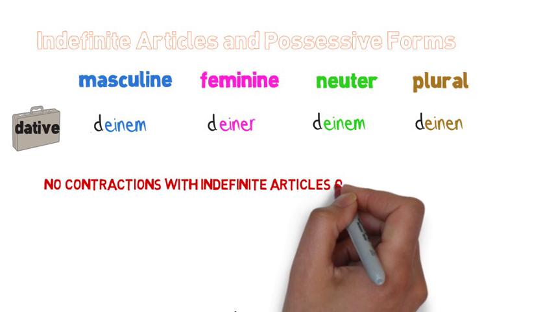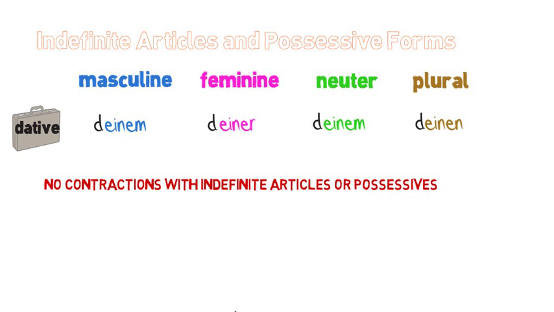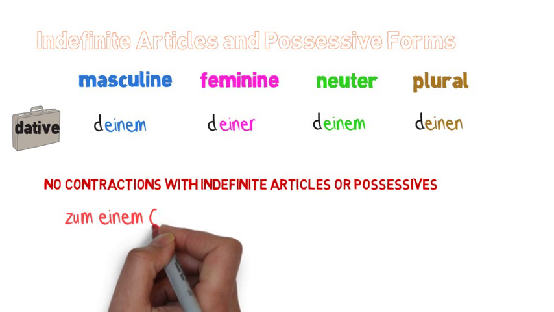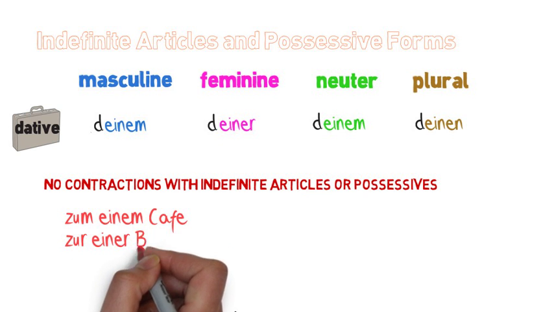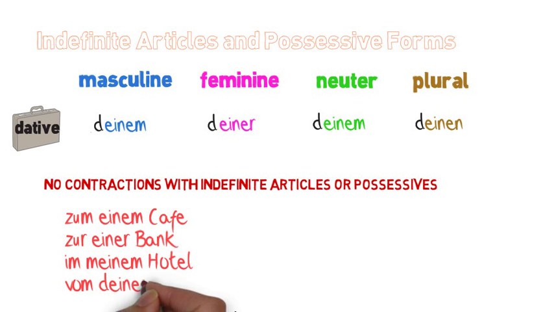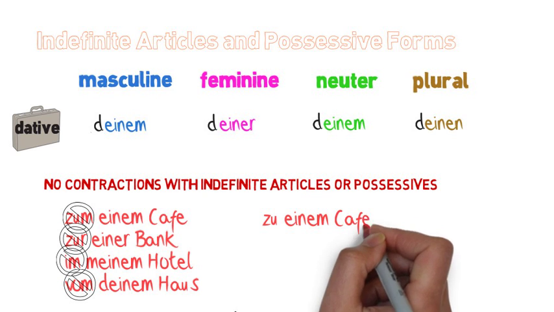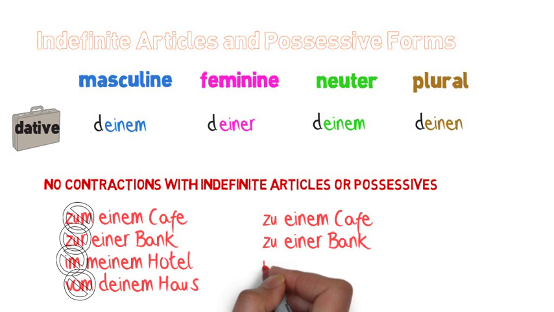Just be aware that none of those prepositions will take contractions with things other than dem or der. So you'll have to use the raw, original form of the preposition. In other words, you wouldn't want to say zum einem Kaffee, because zum already means to the. Instead, just use the original preposition. Zu einem Kaffee, in meinem Hotel, von deinem Haus, etc. And you'll be fine.